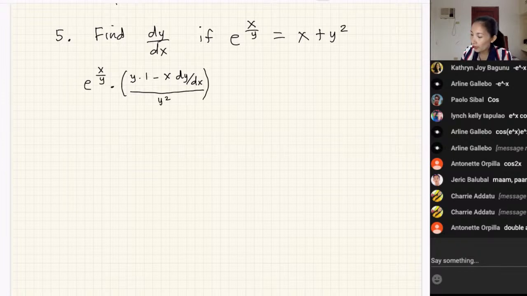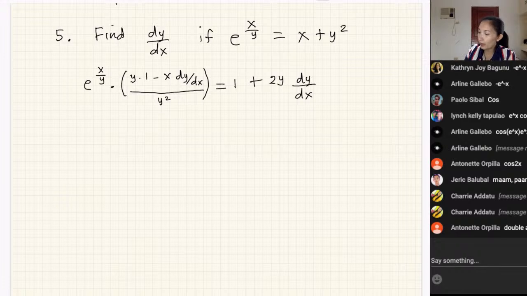So we're done with the left side. We move on to the right side. So we differentiate term per term because anyway this is a sum. The derivative of x is 1 plus the derivative of y squared, which is 2y dy over dx. Now, since this has a denominator of y squared, let's simplify from here.